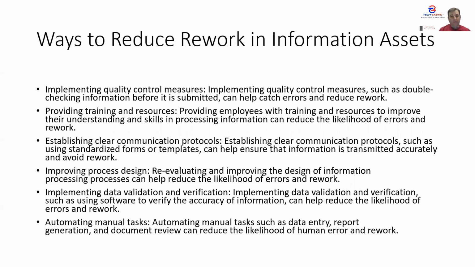So, improving process design. When we reevaluate and improve the design of information processes, we can reduce the likelihood of it. So when we process map the whole thing out and look at the whole process, we can reevaluate and see, okay, what can we improve on? Maybe we can add something new here and really try to eliminate, or maybe have information pass automatically through things. And that will really reduce the likelihood of our errors and rework.